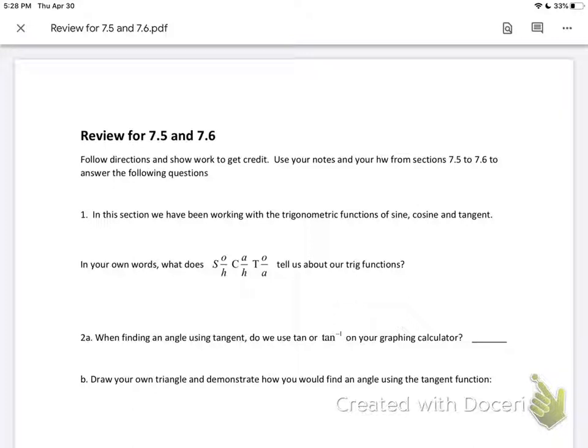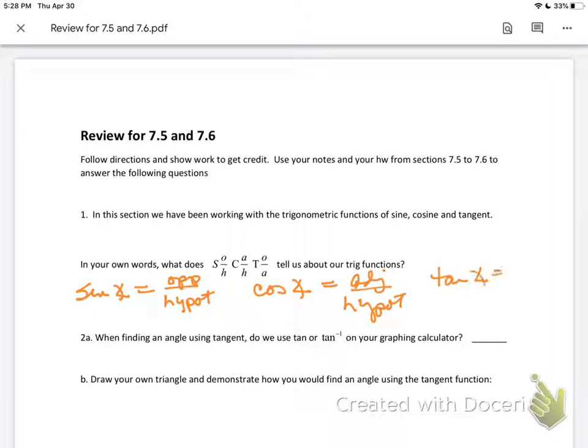Okay, so in your own words, what does Sohcahtoa tell us about our trig function? So what I was looking for, I wanted you to say is that Sohcahtoa reminds us that the sine of an angle equals opposite over hypotenuse, and that the cosine of an angle equals adjacent over hypotenuse, and lastly, the tan of an angle equals opposite over adjacent.